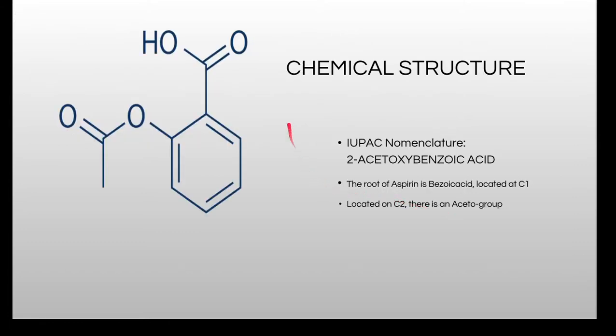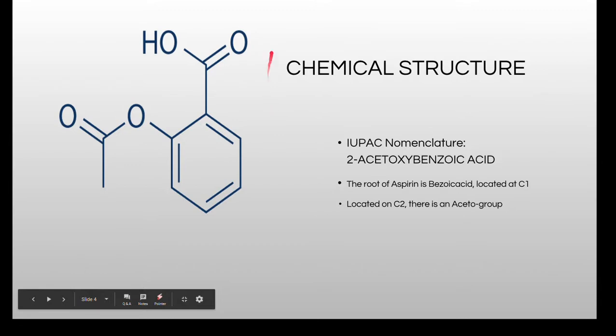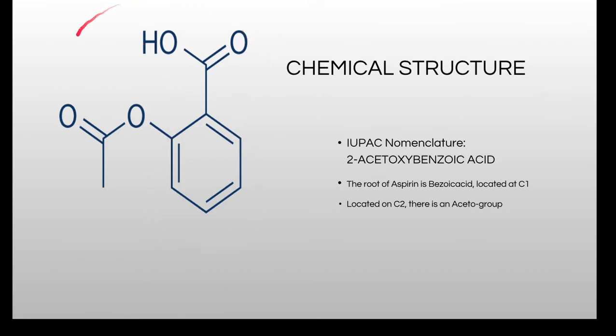Here's the chemical structure of aspirin. Its IUPAC nomenclature is 2-acetoxybenzoic acid. The root of aspirin is a benzoic acid and an aceto group located on carbon 2.